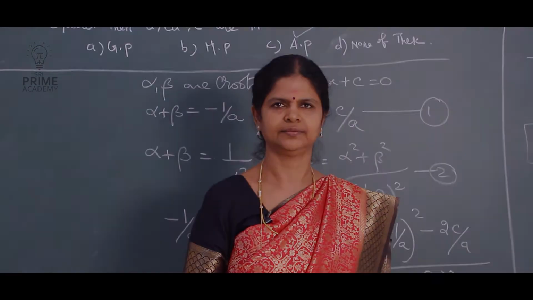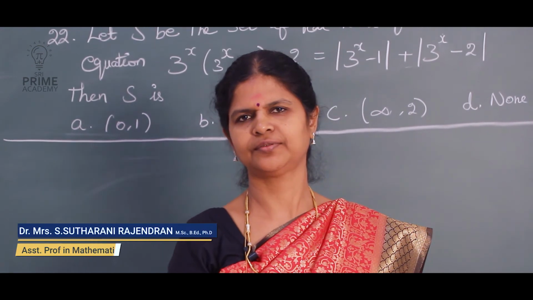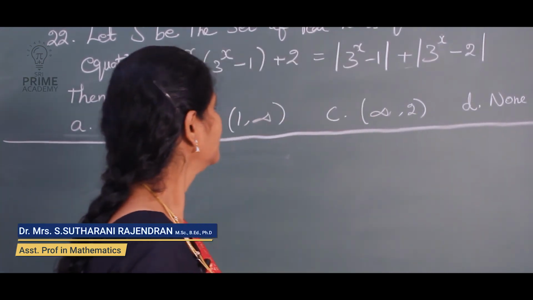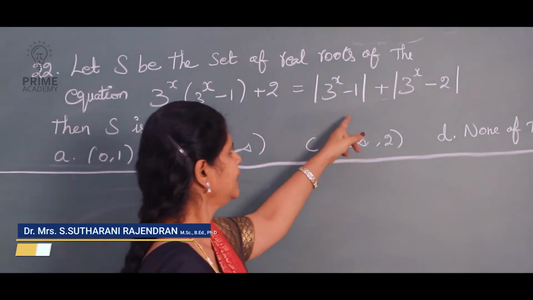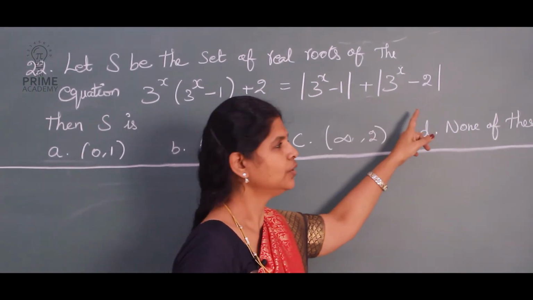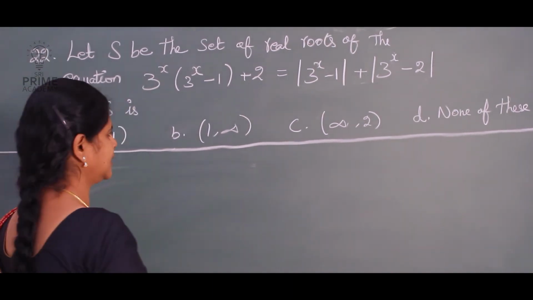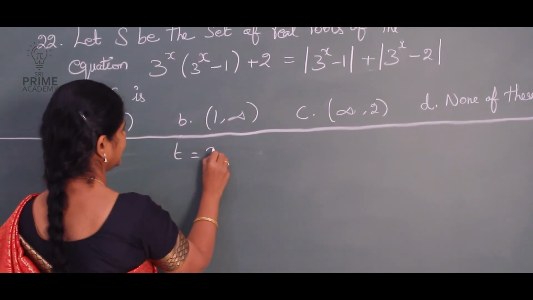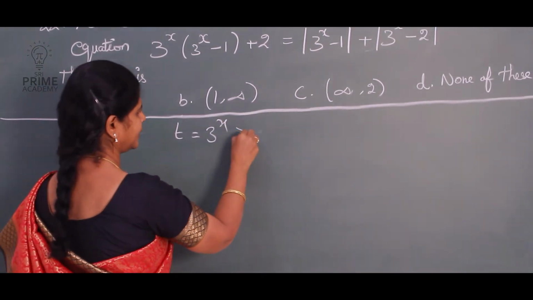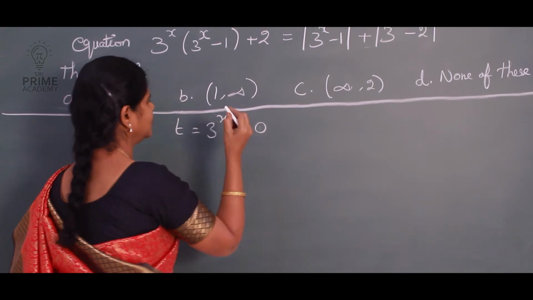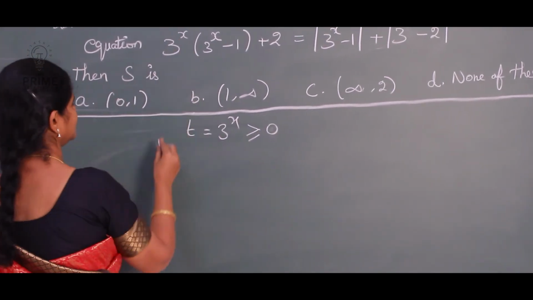Problem is over. Next question, we have to find the real roots of the given equation. Okay, what is the equation given? 3 power x on the left hand side and a modulus value on the right hand side. Okay, so let us substitute t equal to 3 power x. Since 3 power x is a power term, it is greater than 0. So t is always positive. So let us substitute in this equation.